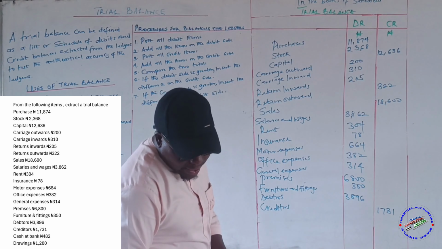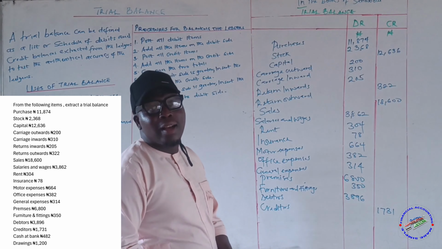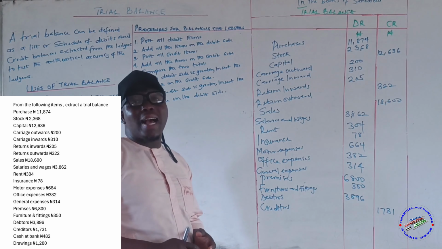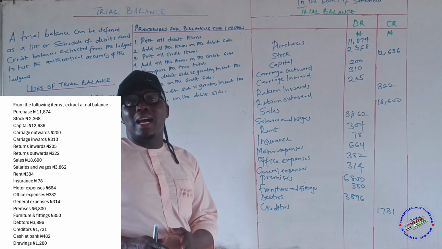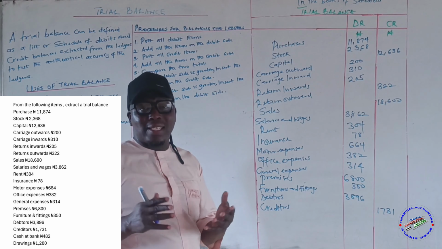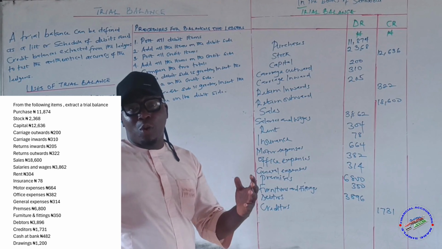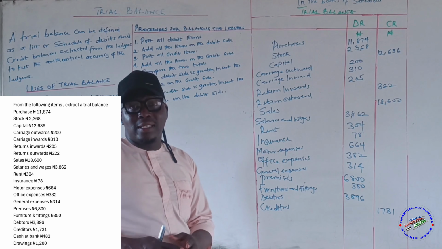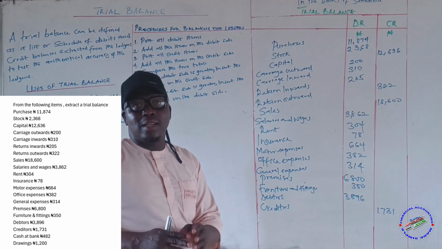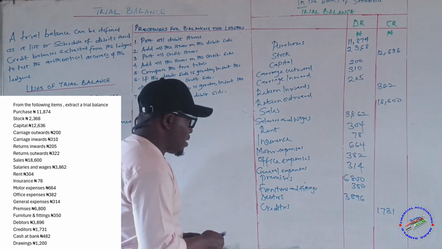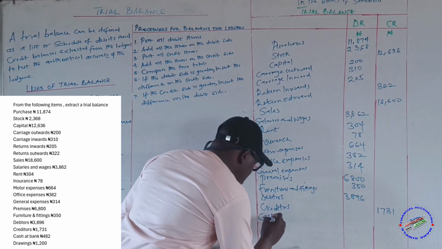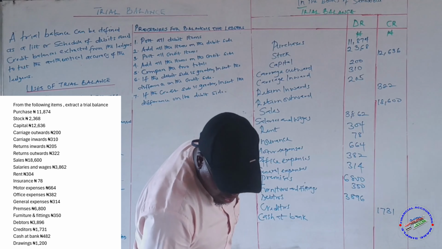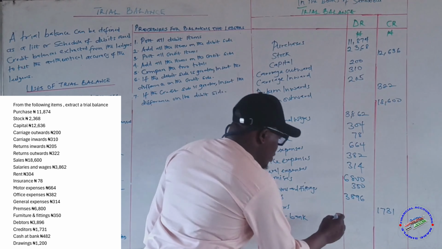The next one is cash at bank. Cash at bank is money that we have deposited in the bank. So cash at bank falls under current assets. When we are classifying our assets, you know we have fixed assets, we have current assets. So cash at bank falls under current assets, and being an asset, it is going to have a debit balance. So we have cash at bank, 482 naira.